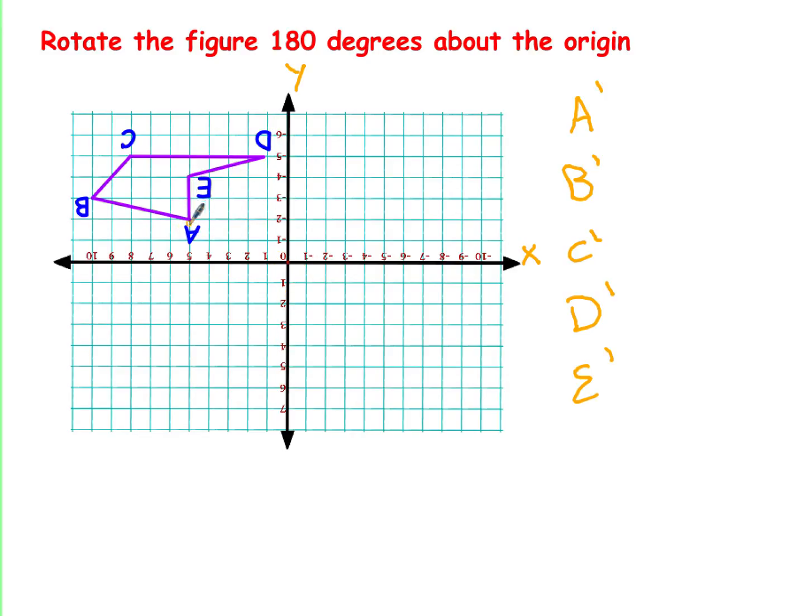Now I can write my points. So my A prime right here is at -5. I know this says positive, but remember, we're pretending that this is a normal graph. So I'm going to -5, +2.